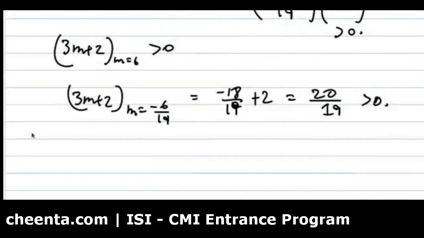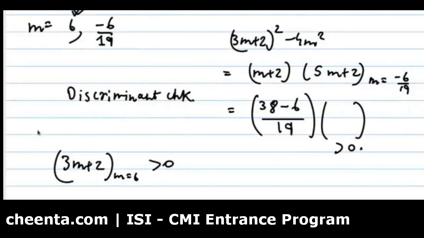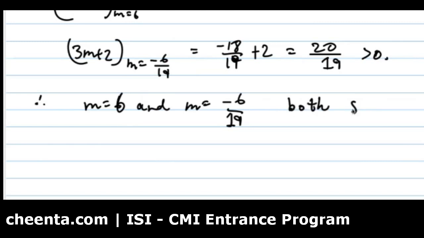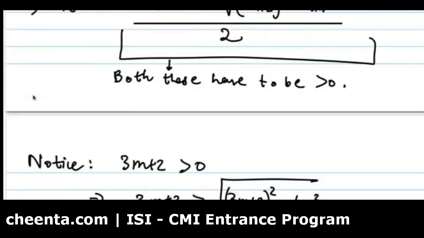Therefore, m equal to 6 and m equal to minus 6 by 19 both satisfy. Right. Let's move on to the second part.